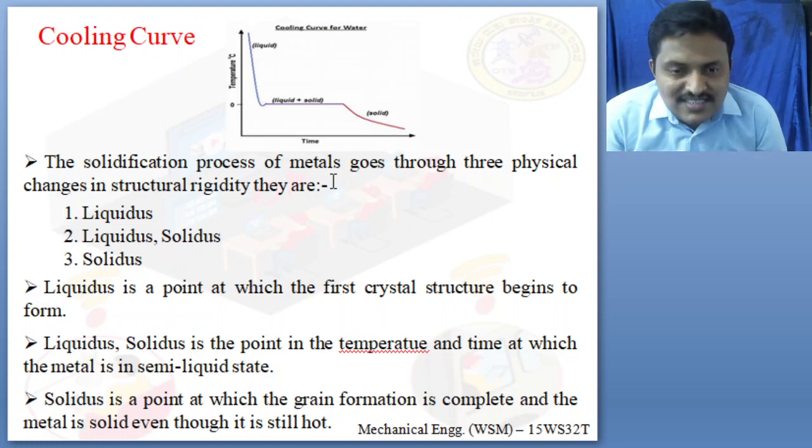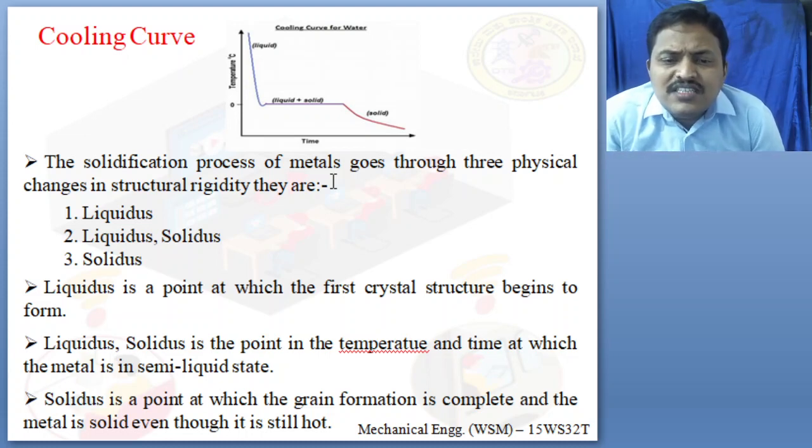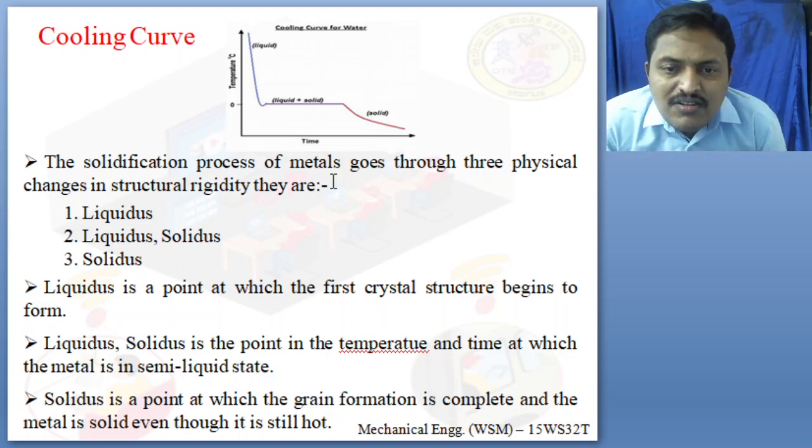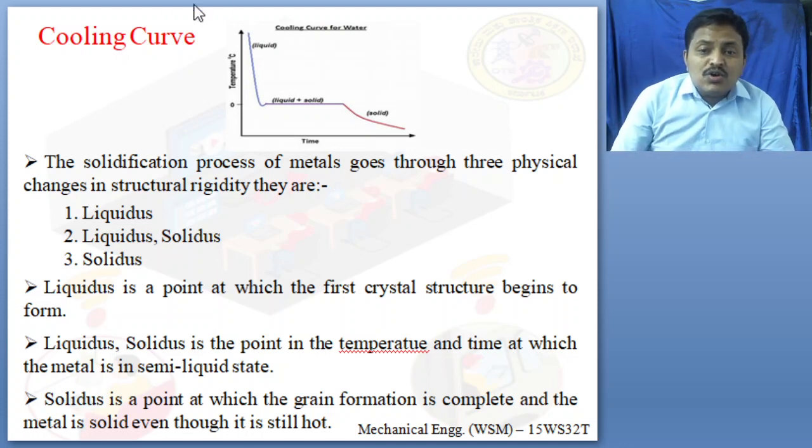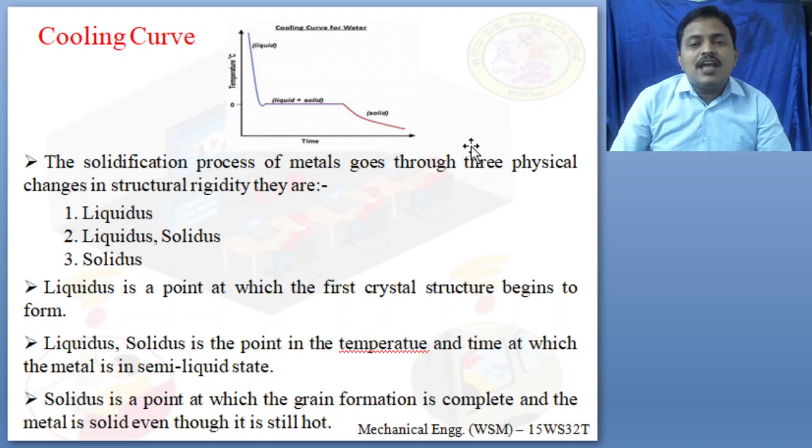What is liquidus? The first stage is liquidus. At this point, as the name indicates, the metal will be in a liquid state, and from that point it starts forming the crystal. The second stage is liquidus-solidus. The first stage is this liquidus. If you see here, from liquidus to liquidus-solidus, the temperature is decreasing and time is increasing. This is the temperature and time curve.